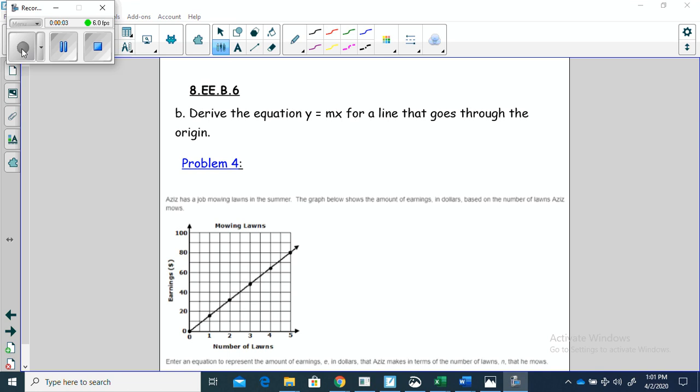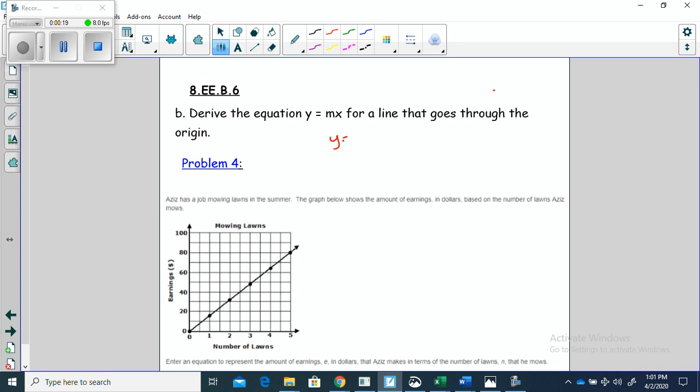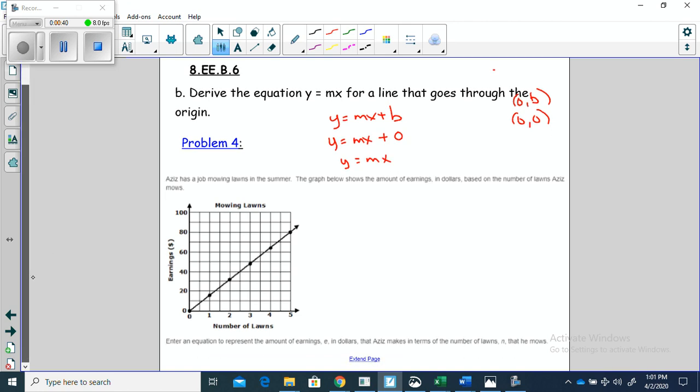This is 8EEB6, problem 4. We're going to derive the equation y is equal to mx for a line that goes through the origin. Now, we know that whenever we're dealing with a linear equation, we start with y is equal to mx plus b. But when we're going through the origin, (0, 0), our b is 0. So you can simply put it in. Since plus b is not anything, it gives you y is equal to mx. So let's look at this equation down here.